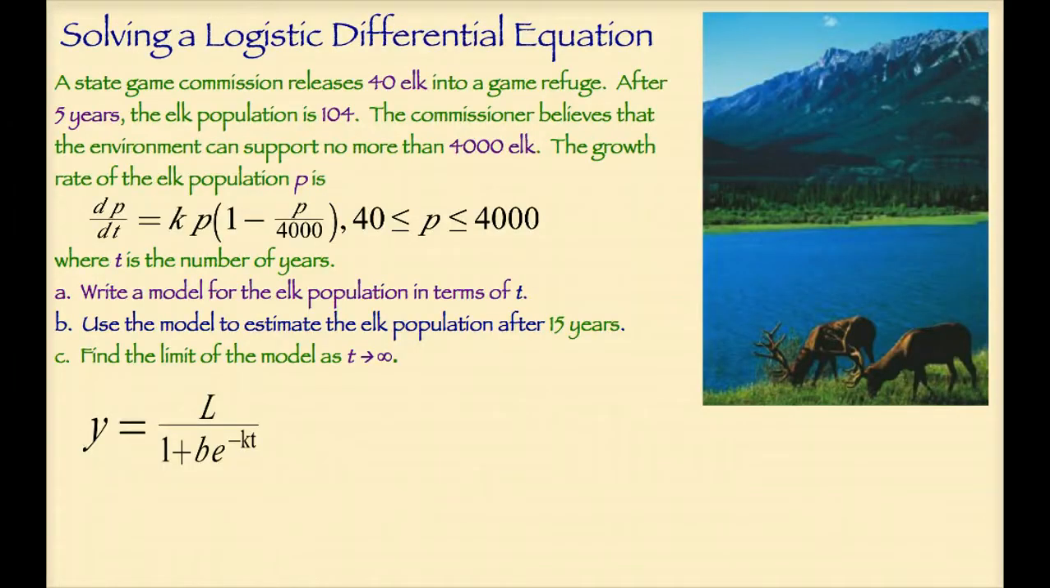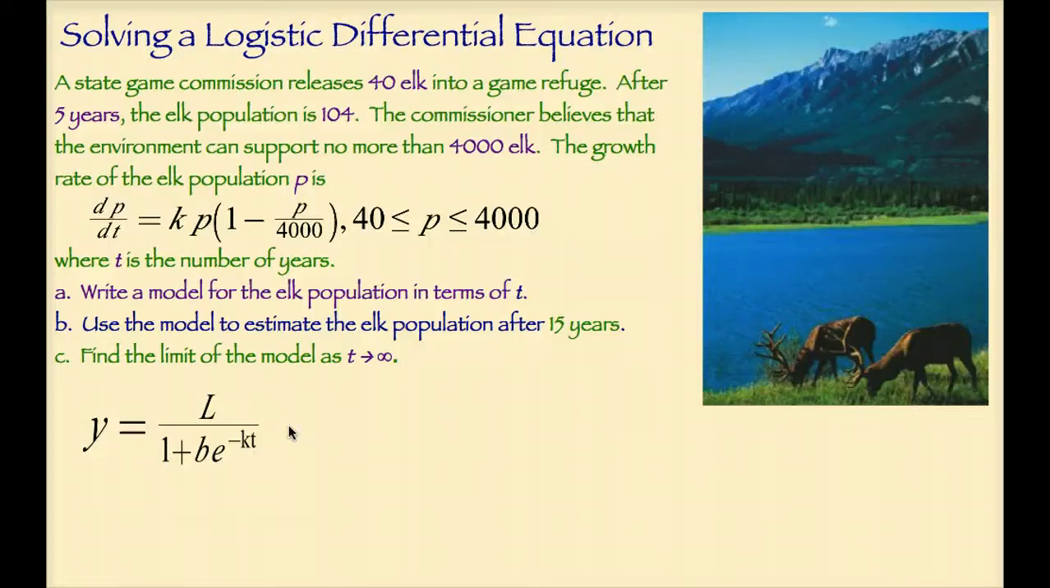In this last example, we're going to solve a logistic differential equation. A state game commission releases 40 elk into a game refuge. After 5 years, the elk population is 104. The commissioner believes that the environment can support no more than 4,000 elk. The growth rate of the elk population, P, is dP/dt equals kP times the quantity 1 minus P over 4,000, where the domain of the elk population, P, is between 40 and 4,000, and where t is the number in years. First, we're going to write a model for the elk population in terms of t.